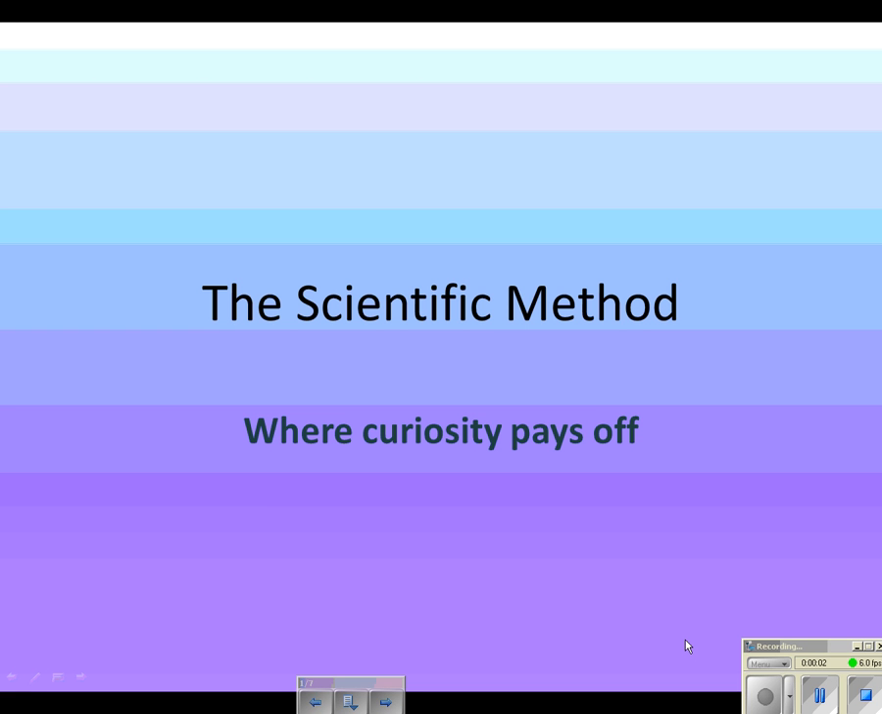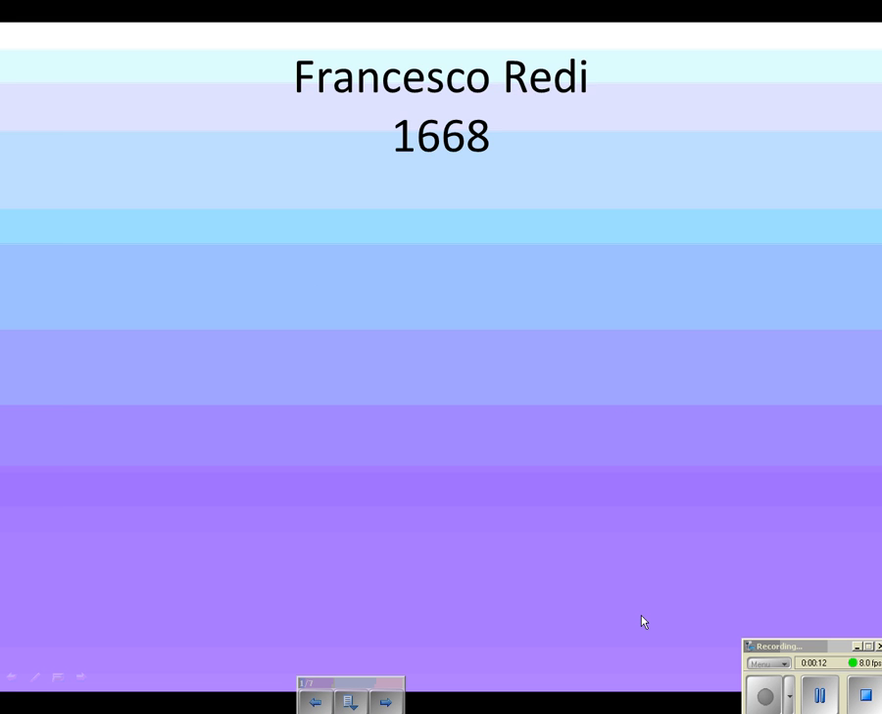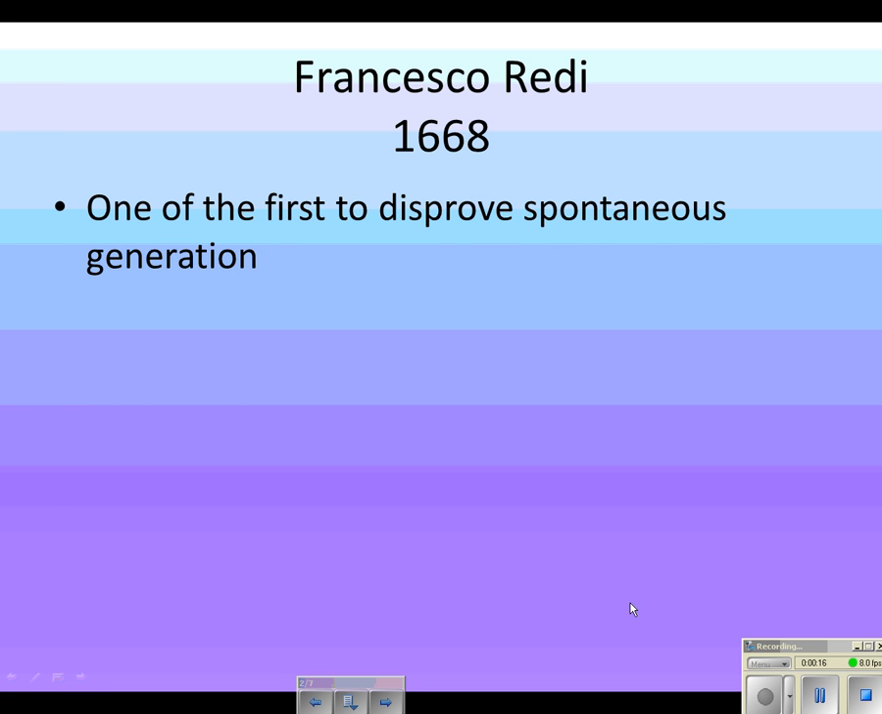The scientific method is a method that's devised to answer questions, and it's where curiosity really pays off because in order to answer questions, somebody has to be curious about something. They have to ask a question to start with. So in 1668, Francesco Redi did just that. He was one of the first to disprove spontaneous generation, and he said that maggots come from flies. That was what he was going to question.